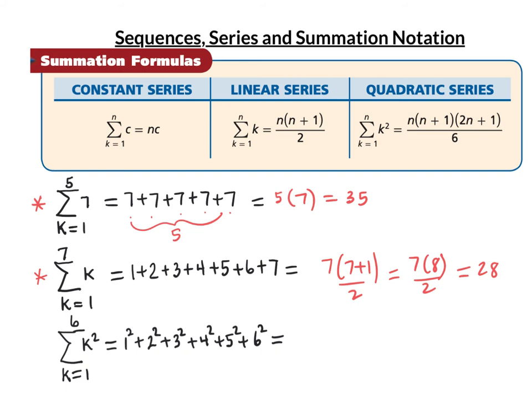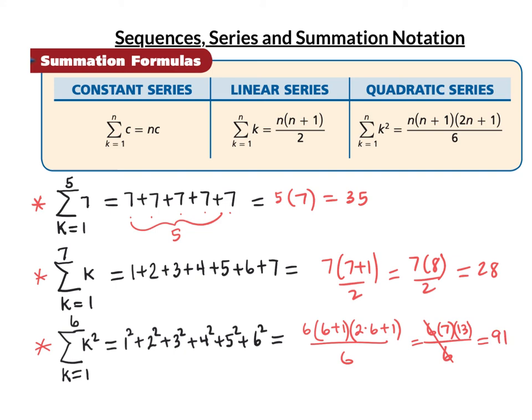A quadratic series, the sum of the numbers k squared from 1 to n, is n times n plus 1 times 2n plus 1 divided by 6. If, for example, I wanted to add up the numbers k squared from 1 to 6, that would be plugging in 1, 1 squared, plugging in 2, 2 squared, 3 squared, all the way to 6 squared. This turns out to be n, which is 6, times n plus 1, that's 6 plus 1, times 2n plus 1, 2 times 6 plus 1, all divided by 6. That's 6 times 7 times 13 divided by 6. Notice the 6's cancel, and 7 times 13 is 91.